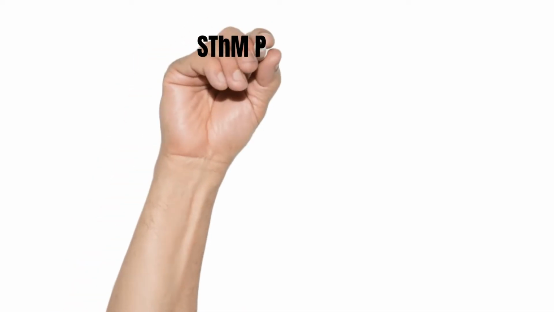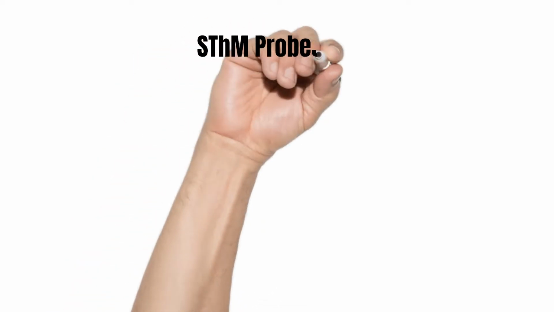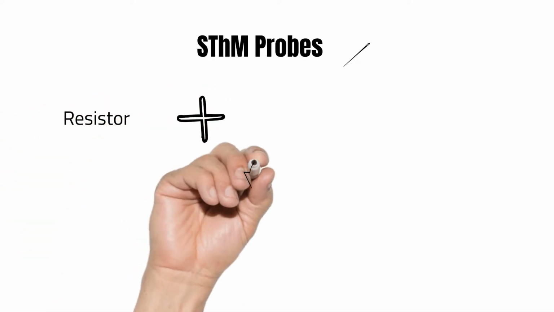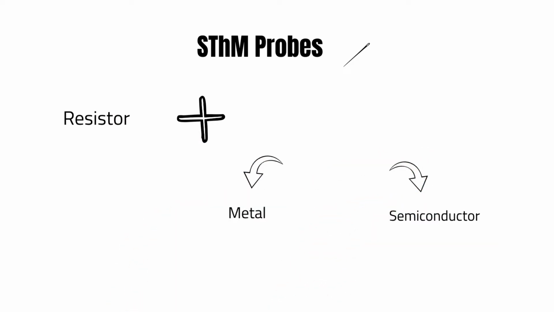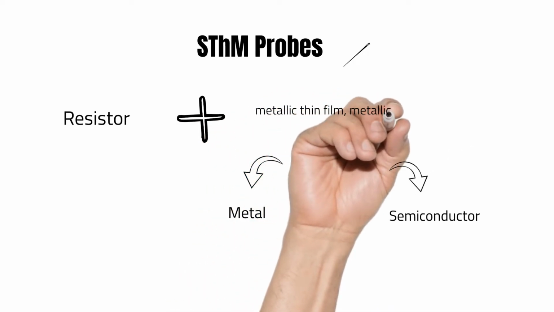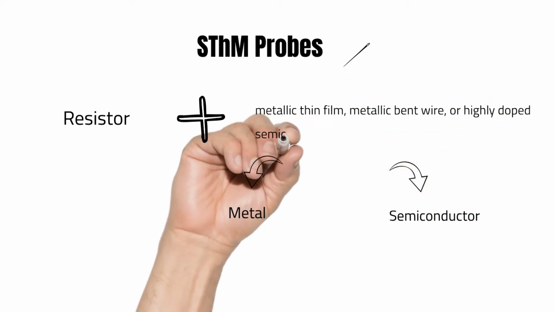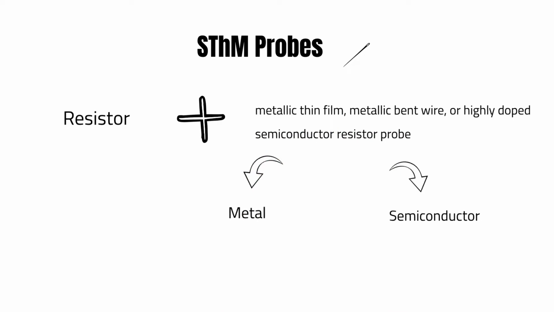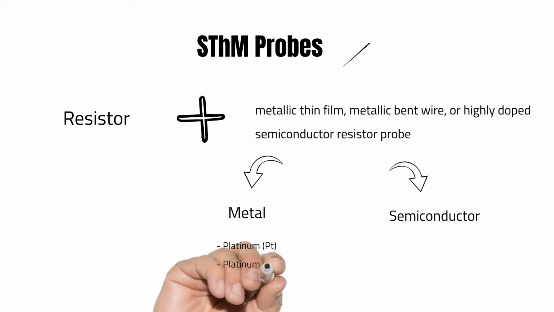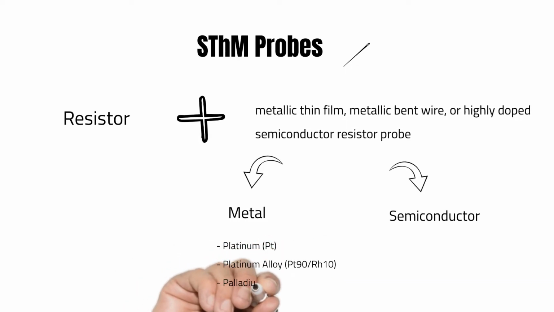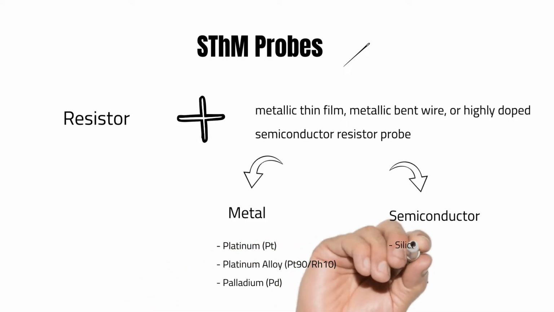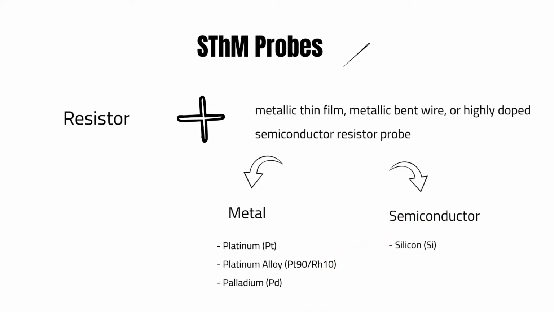Let's talk now about the thermoresistive probes used in scanning thermal microscopes. These probes use a resistor made of a metal or a semiconductor. The resistor works as a thermal sensor, while the metal could be a metallic thin film or a bent wire, and the semiconductor is a highly doped semiconductor. In the case of the metal, the material is usually a platinum alloy or palladium, and in the case of a semiconductor, it's usually silicon.